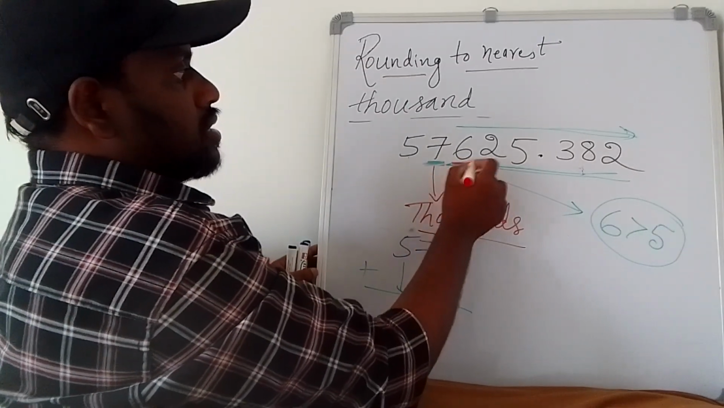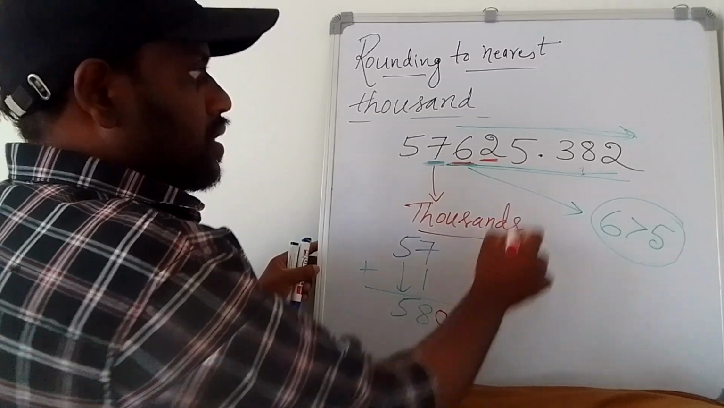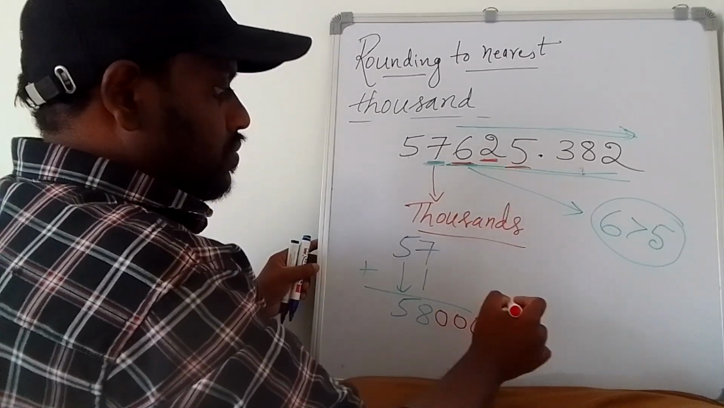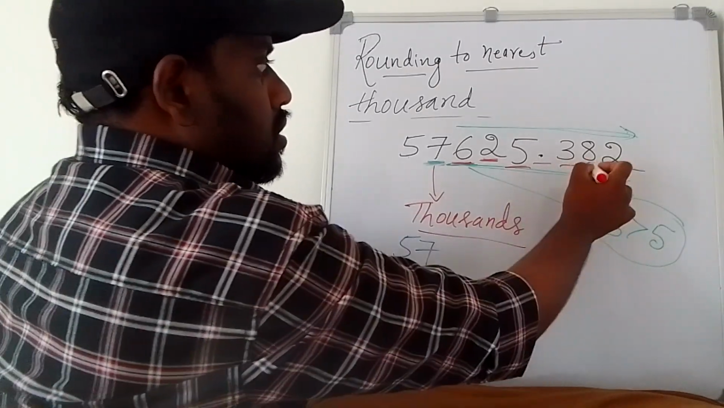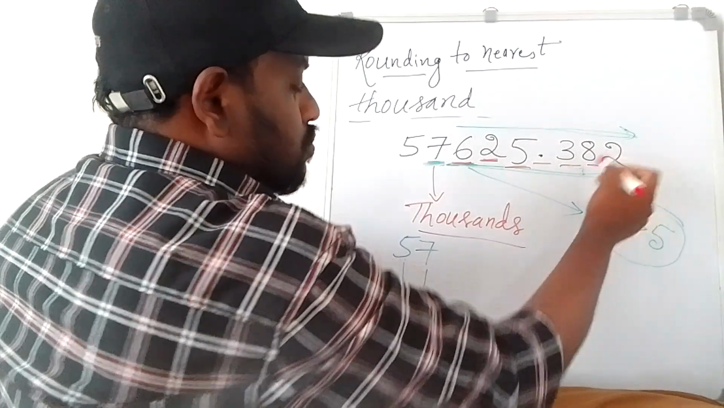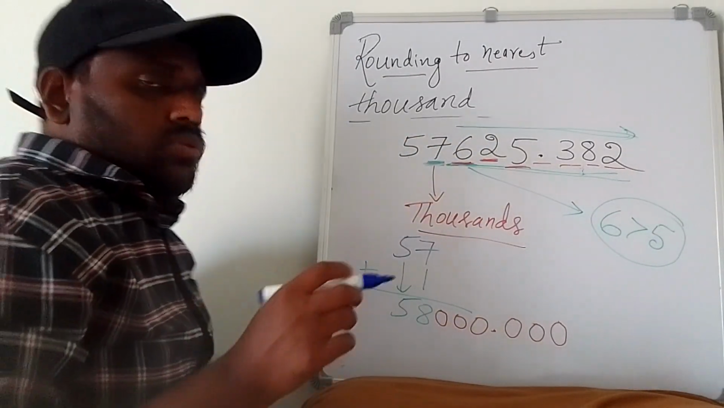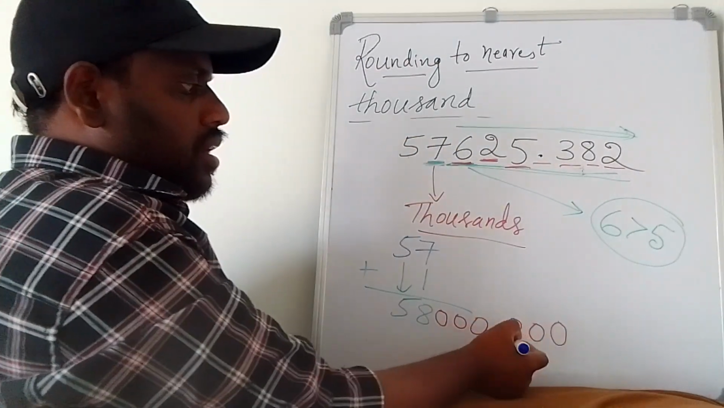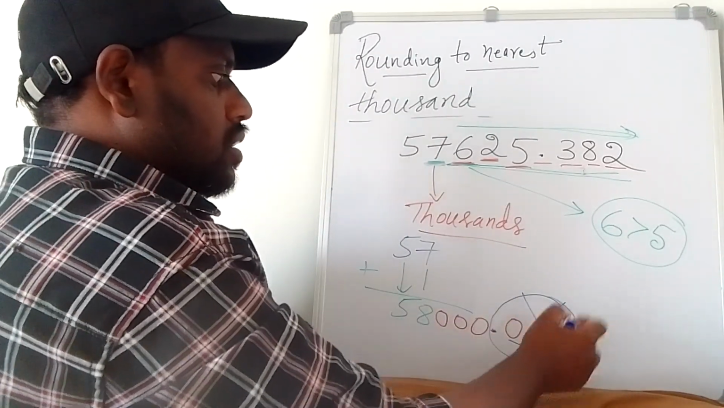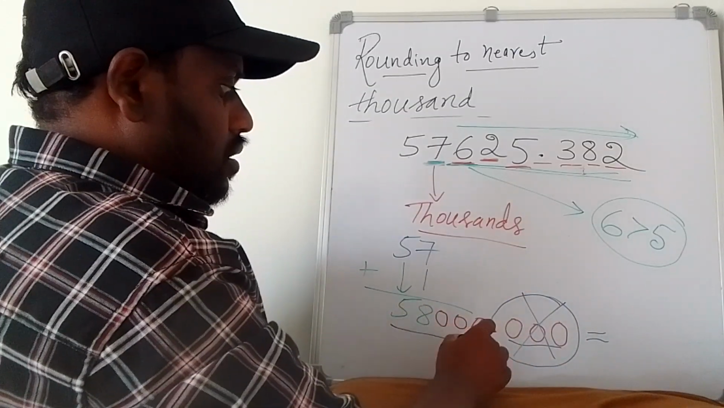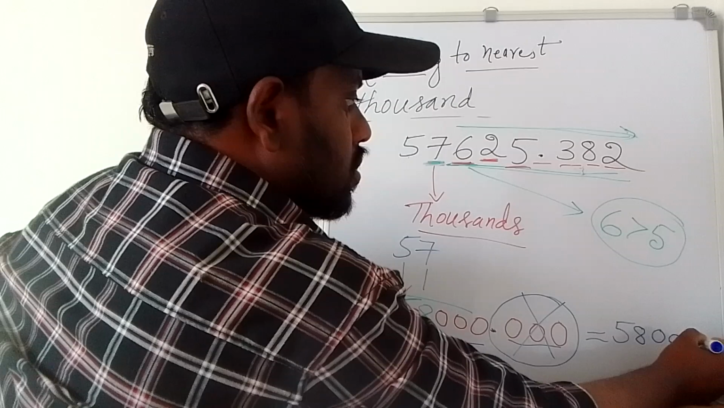So in place of 6, put 0. In place of 2, put 0. In place of 5, put 0. Keep this decimal point as it is. In place of 3, 0. In place of 8, 0. In place of 2, 0. Now see, after this decimal point all are zeros. So we can discard this part and equate this to this part. 58,000.